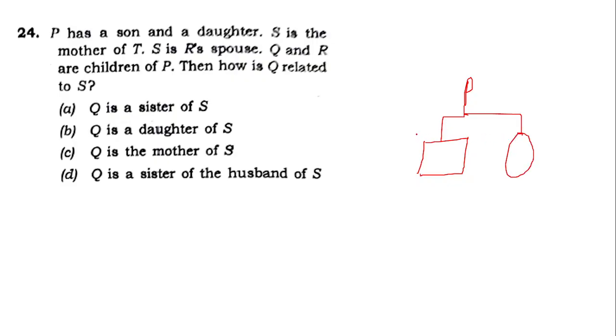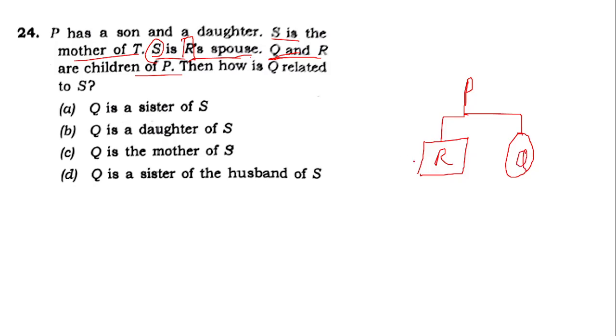S is the mother of T. S is R's spouse. Q and R are children of P, it says. Q and R we got. But we don't know who is male, who is female here. But here we have one hint. S is the mother of T and S is R's spouse. So S is mother means S is female, so R is male. So here the male child was R. Who is the other child? It is Q. So Q is the daughter.